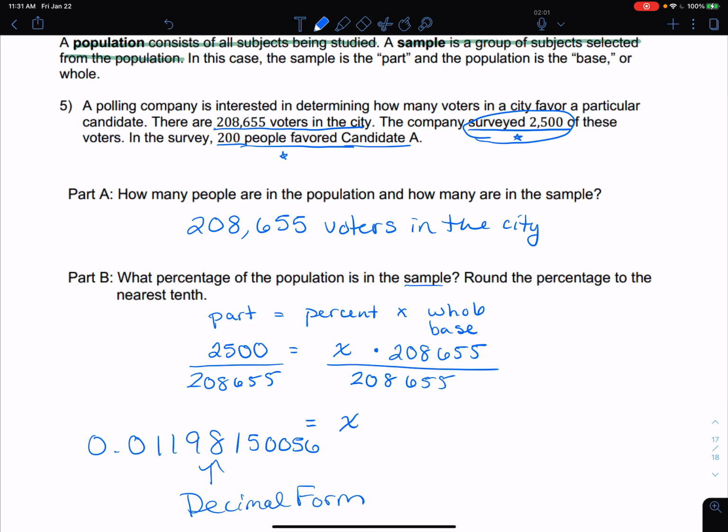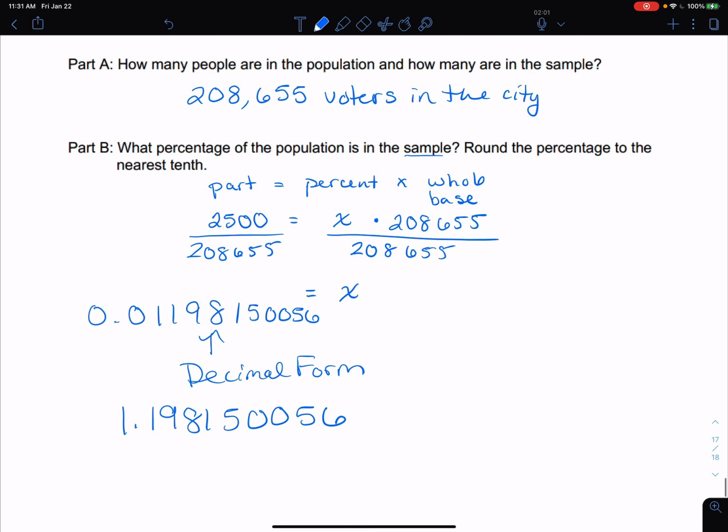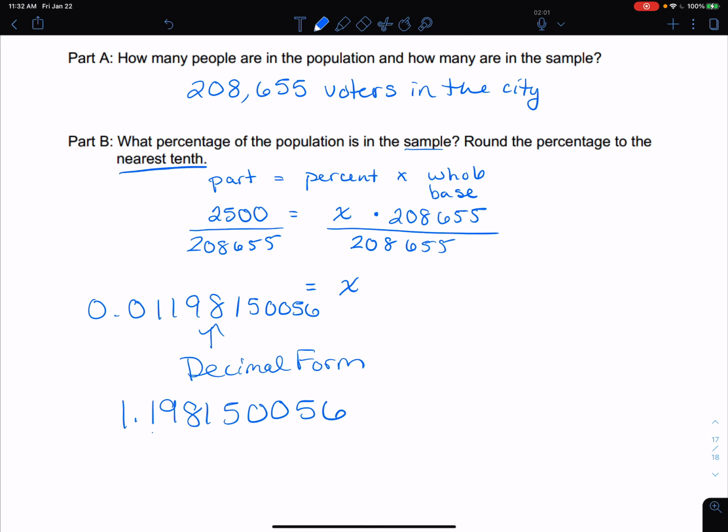If we look at our directions, they told us to round the percentage to the nearest tenth. So my tenths is one digit after that decimal point. So that 9 tells me to bump it up. So we'll have 1.2% of the population is in the sample.